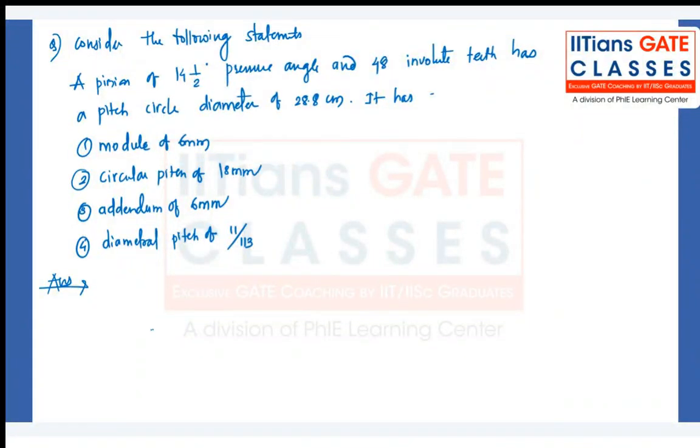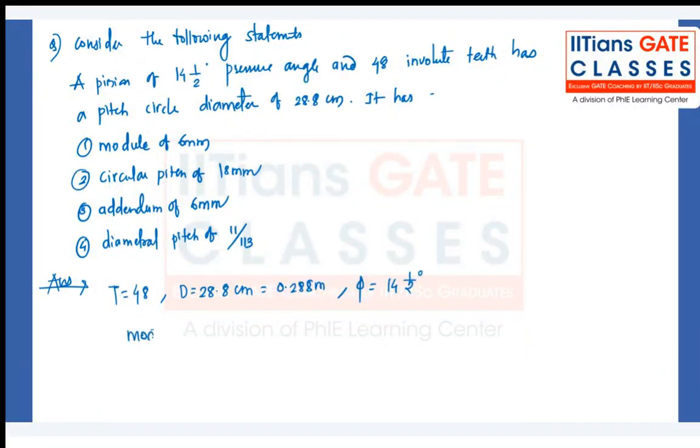Which of the following statements are correct? Okay, not that difficult. So number of teeth are 48. Diameter is 28.8 centimeters, which is 0.288 meter. Pressure angle phi is 14.5.